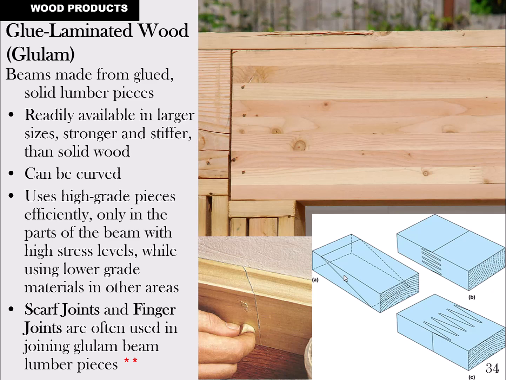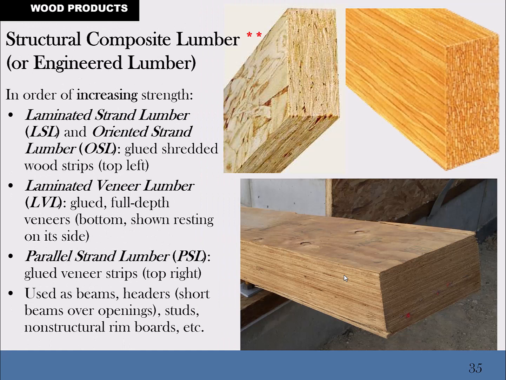Anyway, scarf joints and finger joints are used in joining glue-lam beam lumber pieces and other joinery of pieces along the ends for the butt joints. A butt joint is where you just have two 90-degree cuts and you butt them together. Well, you're not going to have enough surface area for the glue to help join those together. So the scarf joint helps. So now I've got several different types of engineered lumber to talk about here.